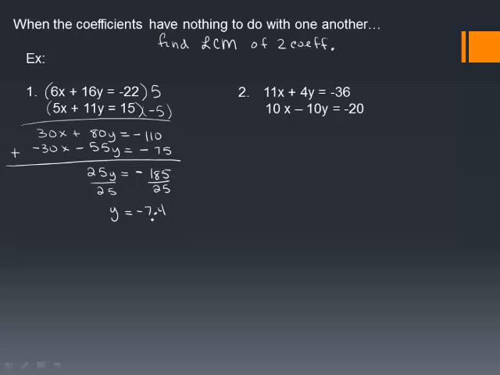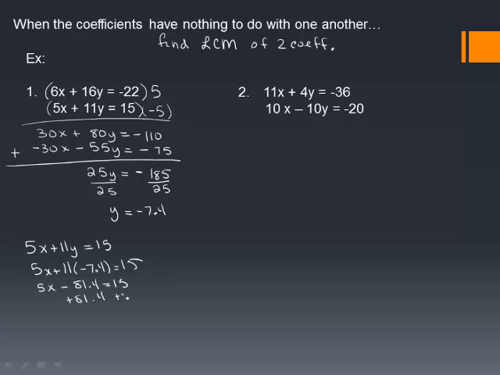Now you can see, since I have a decimal answer, this would have been impossible to get an exact solution with graphing. Now that I have my y, I go back to one of my original equations and plug it in to solve for x. So 5x plus 11 times -7.4 is equal to 15. So I have 5x minus 81.4 is equal to 15.